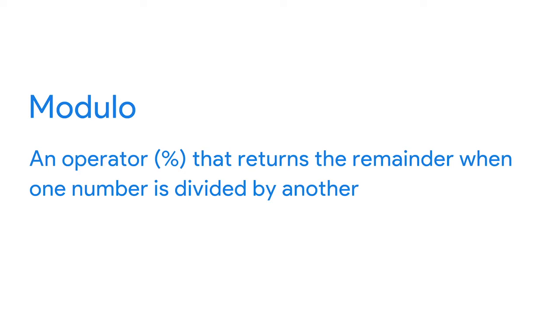All right, now let's say you only wanted the remainder from a division calculation. Well, you need a different operator for this, the modulo operator. The modulo operator is represented by the percent symbol. This is an operator that returns the remainder when one number is divided by another. In a spreadsheet, you could complete the same calculation using the MOD function.